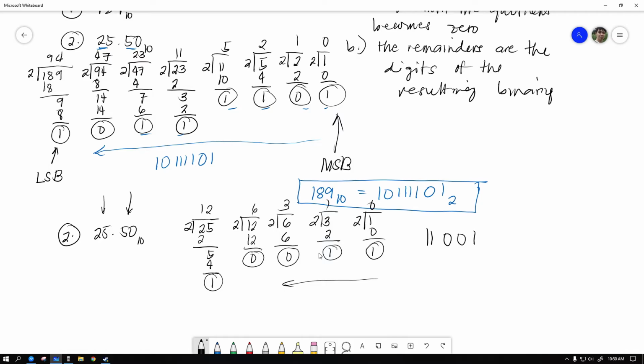So try to check your 25. Okay, review if you are catching up. And then try to retain that answer, and then we do the fraction part.